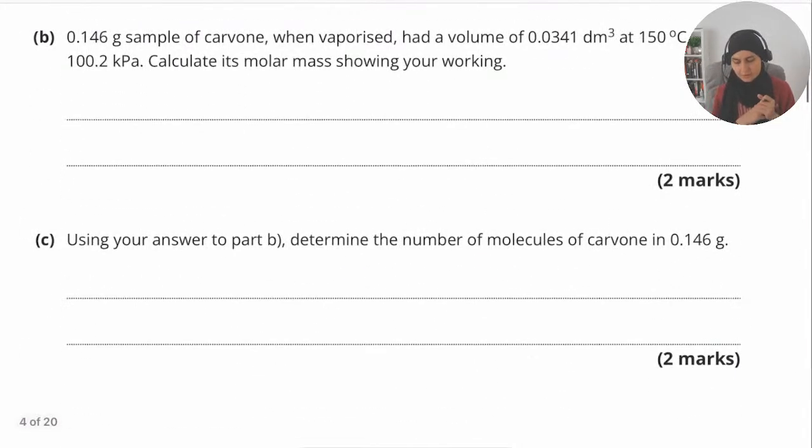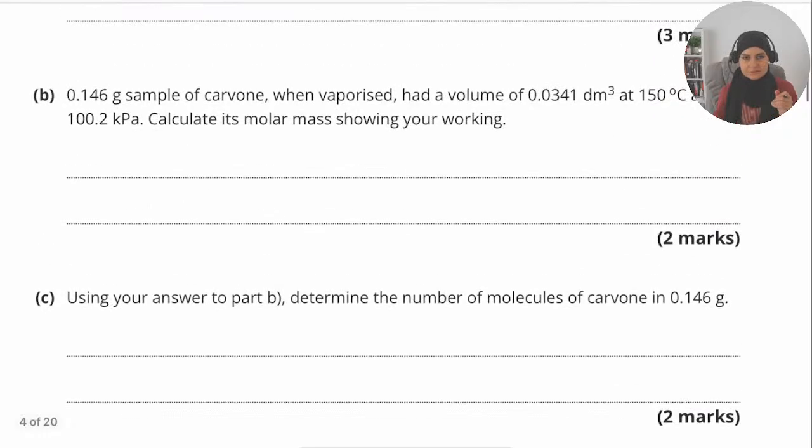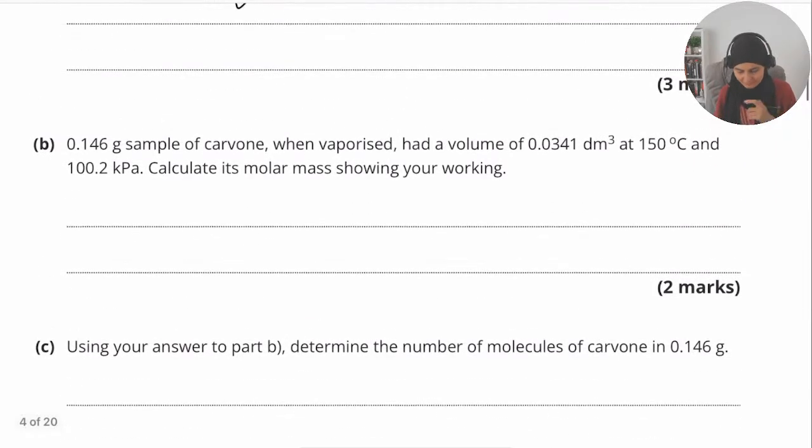Then: a 0.146 gram sample of carbon when vaporized had a volume of 0.0341 dm cubed at 150 Celsius and 100.2 kPa. Calculate its molar mass, showing your working.